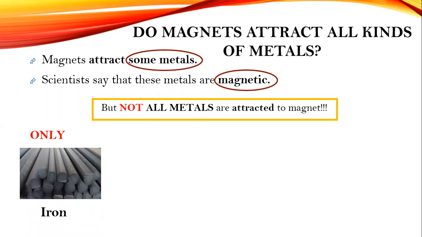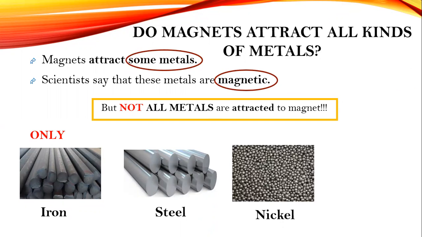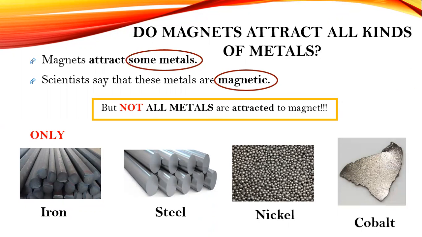The first one is iron, steel, nickel, and cobalt. Those are the magnetic metals which are found to be attracted to magnets. So, one more time, magnets attract only some metals, which are those 4 metals. So, not all metals are attracted to magnets. The only metals which are attracted to magnets are iron, steel, nickel, and cobalt.